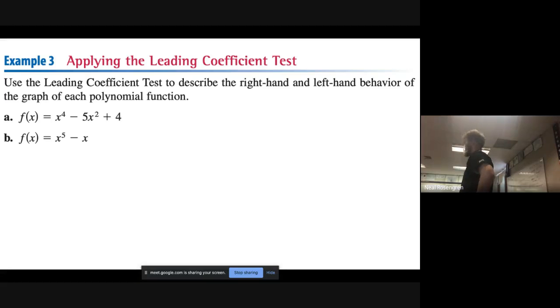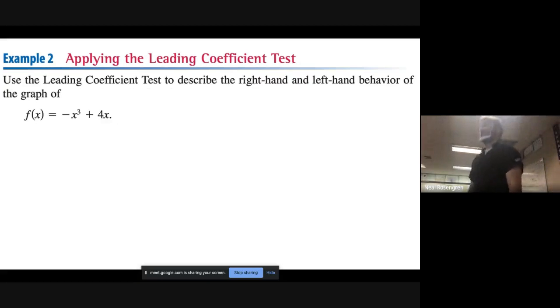What is the end behavior of x to the 5th minus x? Down on the left, up on the right, right? Odd degree, so they're opposite, and I can only decide the right arrow from the leading coefficient. Because the leading coefficient is positive, I know I'm up on the right, and because the degree is odd, I'm going down on the left.